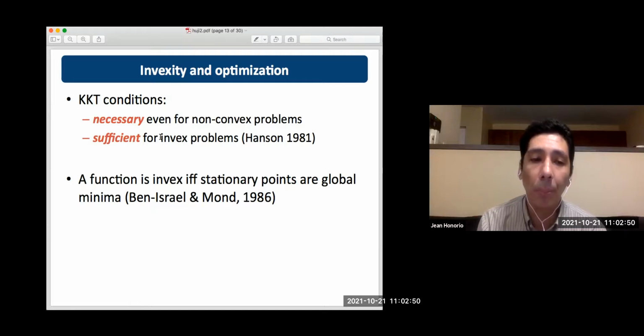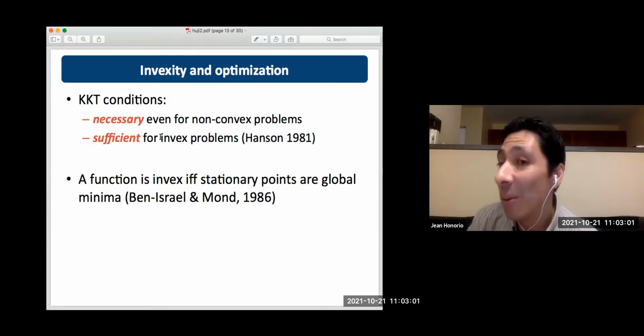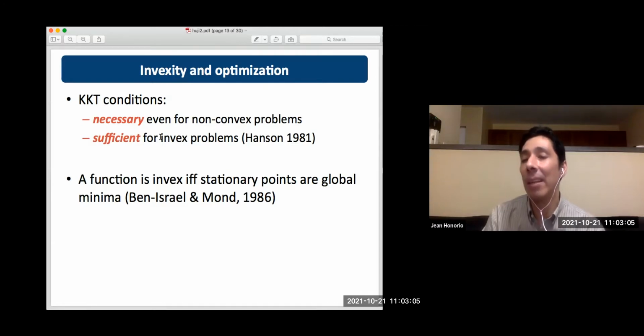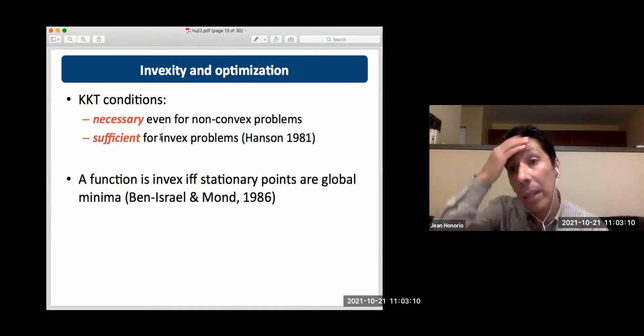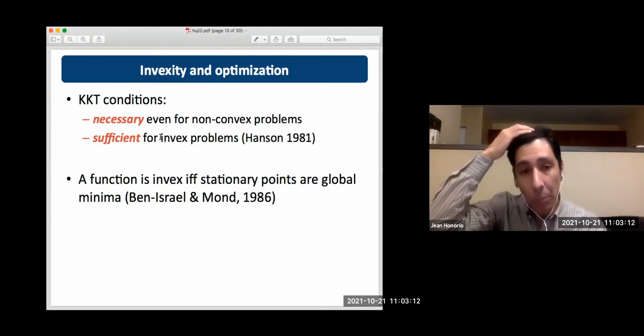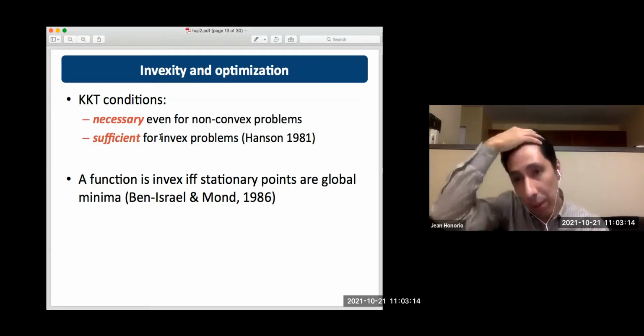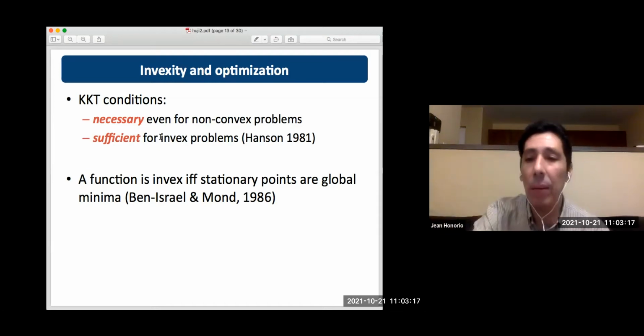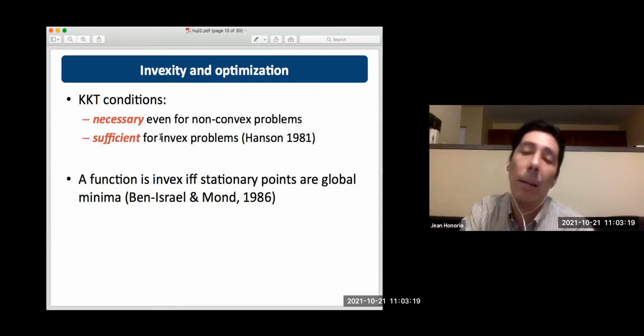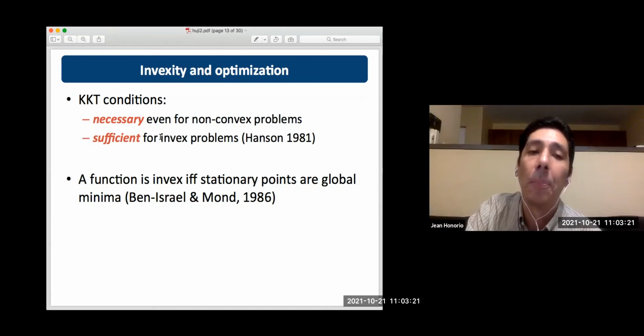optimality of a solution. Second, and also very interestingly, a function is invex if and only if stationary points are global minima, right? I have to confess that I thought that would happen only for convex functions, but that's actually what happens for invex functions. And that was shown by Ben-Israel and Mond in 1986. So these two things are quite interesting, and that motivates what I will discuss in the next slides.